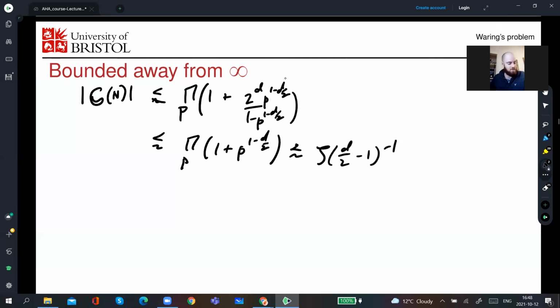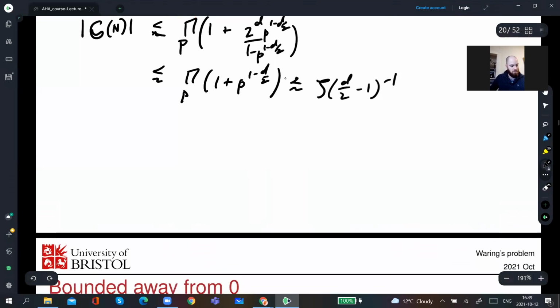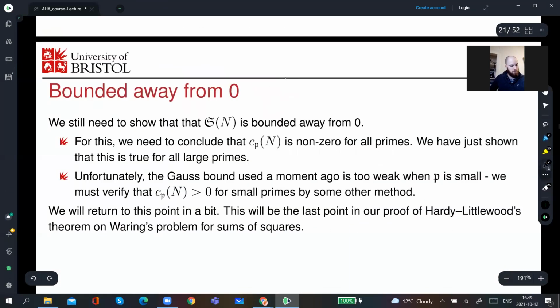It's bounded by some absolute number, which is good for us because if we want an asymptotic formula, then we need to make sure that this singular series isn't blowing up to infinity, right? Similarly, we also need to show that it's bounded away from 0. But we haven't done that yet.